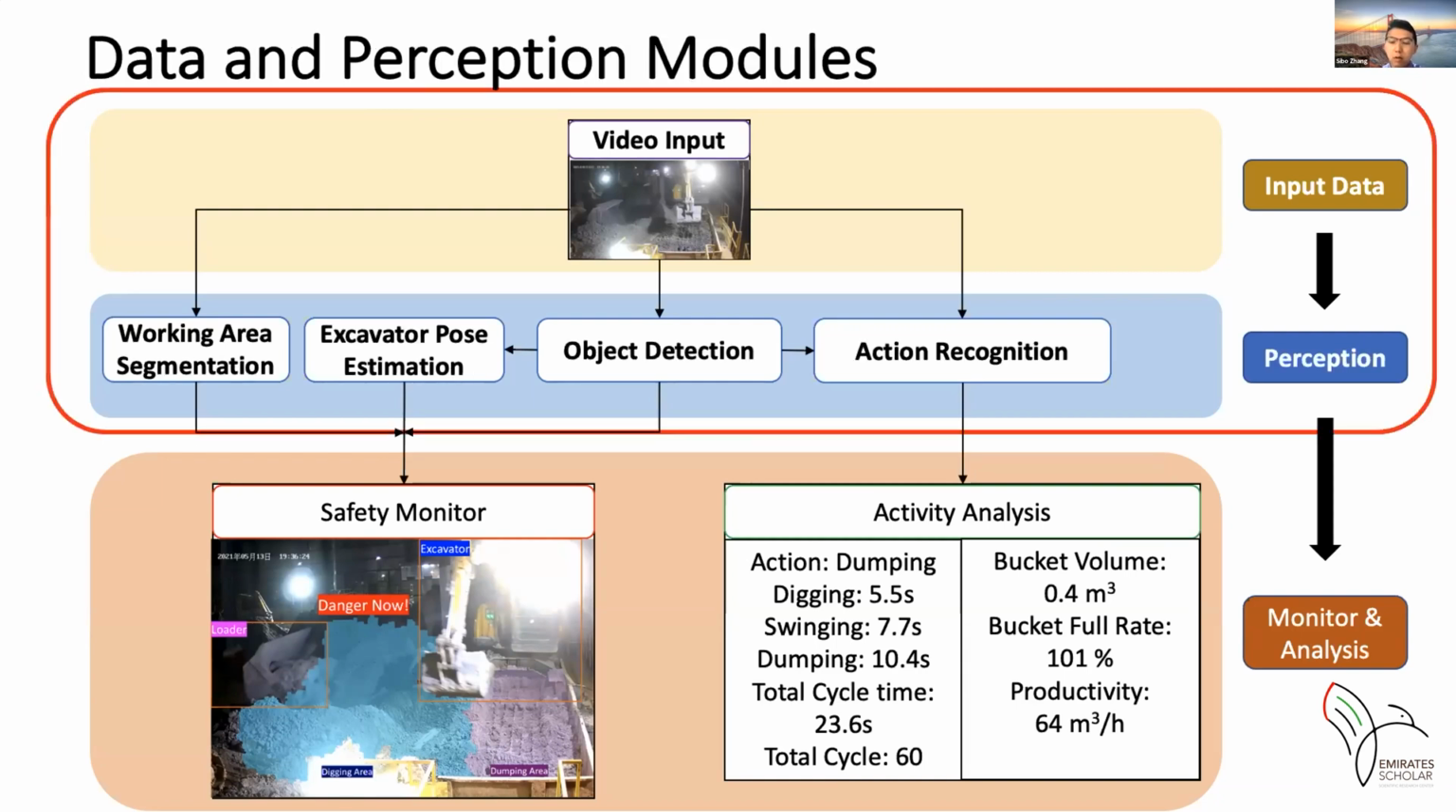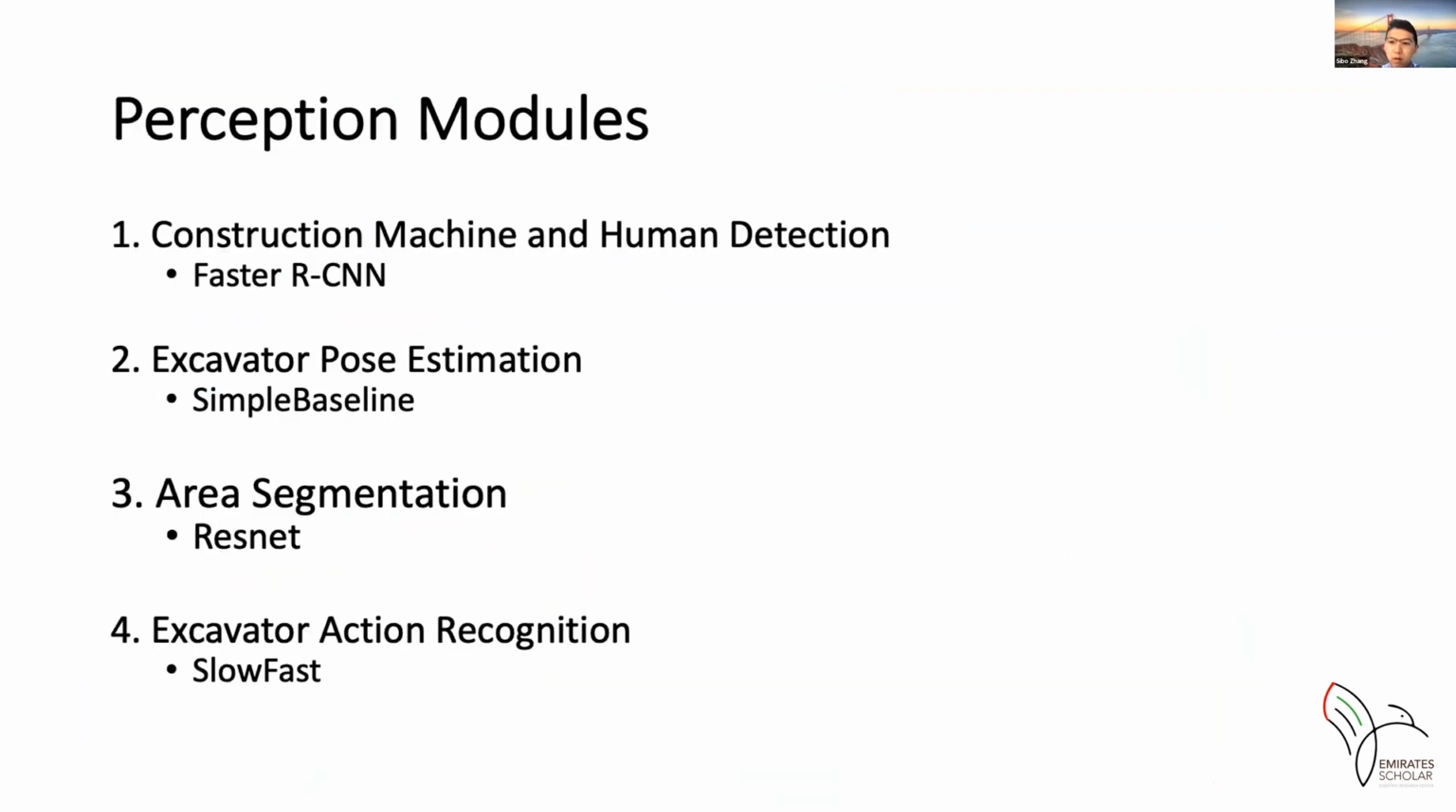First, I'm going to talk about the data and the perception modules. The working area is segmented into digging and dumping areas first. Then the detection method is used to identify construction machines and humans in video frames. Second, the excavator is identified through pose estimation. Next, the action state of the tracked excavators is recognized with pose estimation, working area segmentation, and action recognition methods. So the perception model has these four modules.